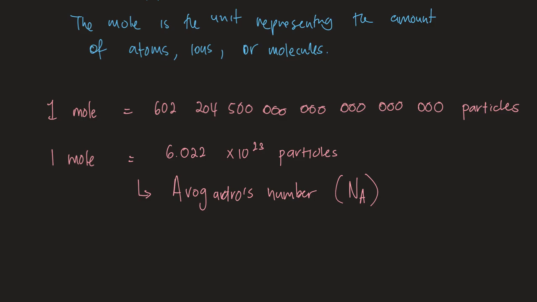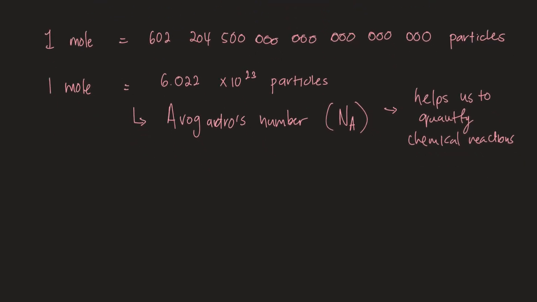So what we use is Avogadro's number. And this number helps us to do the thing I said we want to do. It helps us to quantify chemical reactions. Please highlight this. The scientist involved here is Amedeo Avogadro.